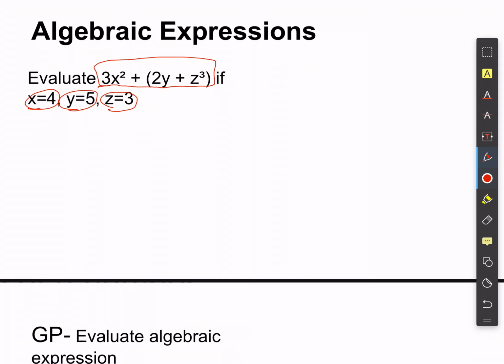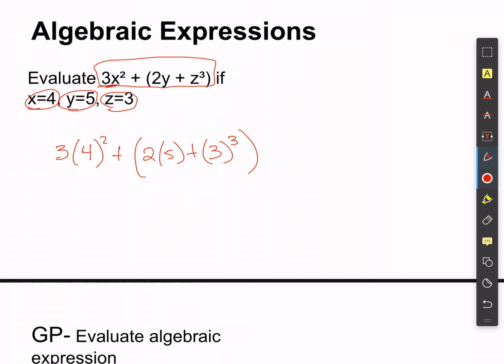Let me just show you guys that. So we have 3 parentheses. Notice I'm just plugging it in for this. X is equal to 4, so I'm going to put a 4 there, squared, plus parentheses 2 times y, which is 5. And again, I'm going to use parentheses to plug things in, plus z is equal to 3. So 3 to the 3rd power. And then I'm going to close that off. Okay, so I plugged everything in.